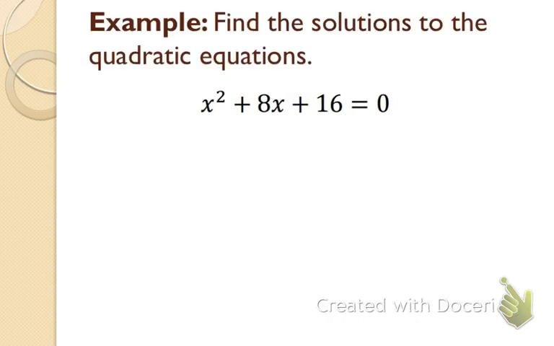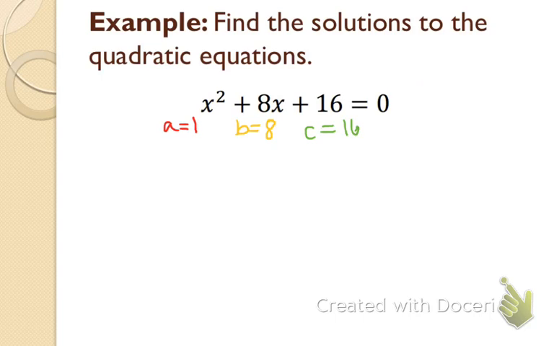Okay, let's try it again. Find the solutions to the quadratic equations. We're going to use the quadratic formula. A, the coefficient of the x squared term, is 1. B, the coefficient of the x term, is 8. And C, which is our constant, is 16. Now, we were able to identify them easily because our equation is equal to 0. So perfect. Nothing to worry about.